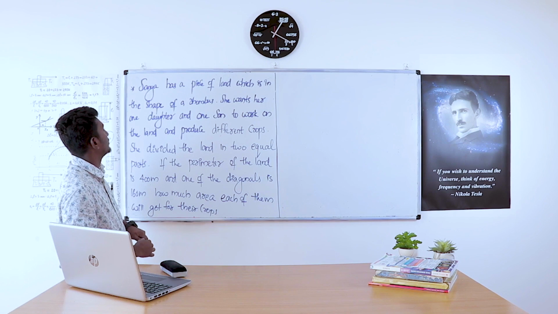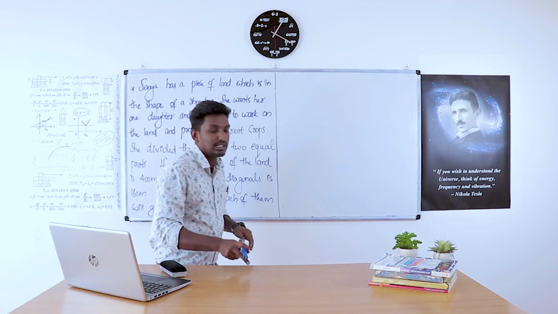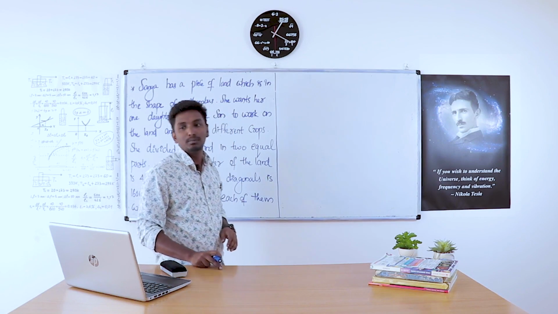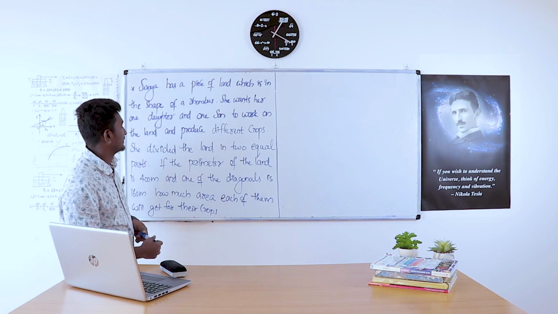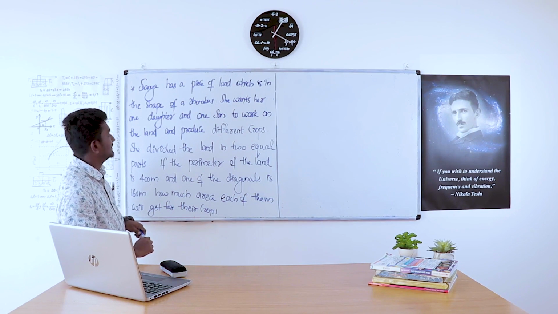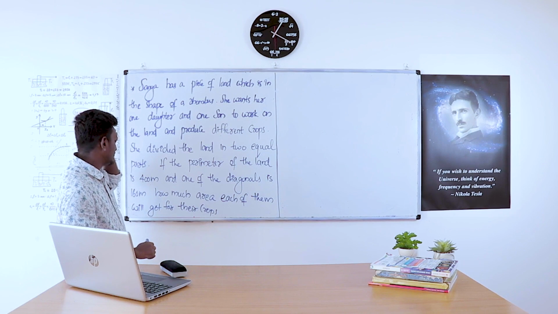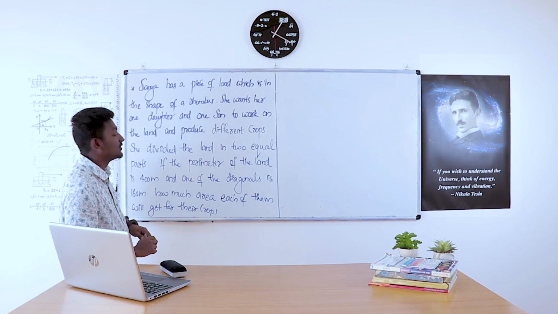She wants her one daughter and one son to work on the land and produce different crops. She divided the land into two equal parts. So the land which is in the shape of a rhombus was divided into two equal parts. If the perimeter of the land is 400 meter, and one of the diagonals is 160 meter, how much area each of them will get for their crops?